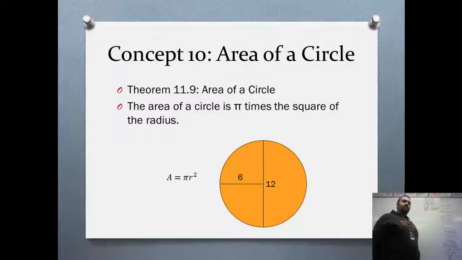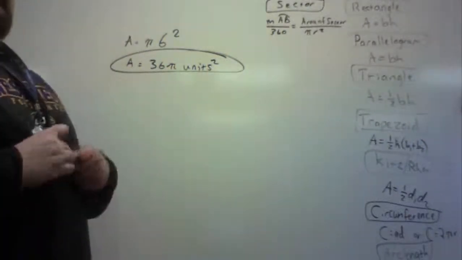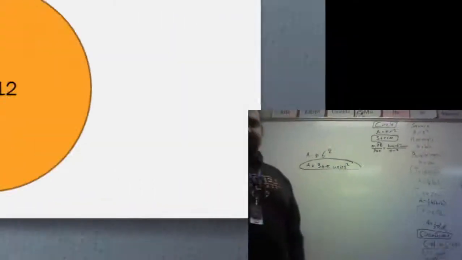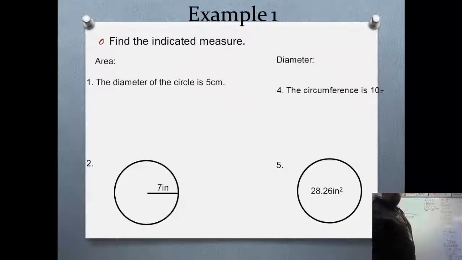So if I look at this circle that I have up there, the area would be equal to pi times 6 squared, or area equals 36 pi units squared. And that's all there is to it, because the radius is 6, I plug it in, and I get the area. So let's again look at a slide and find the area and diameter in certain circumstances.